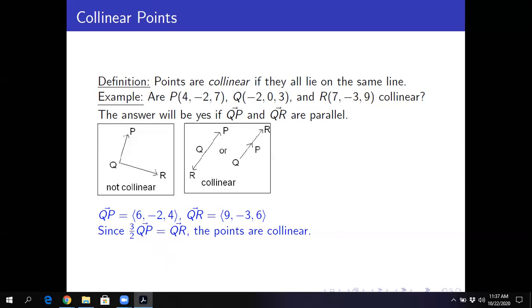So since QP times 3/2 is equal to QR, the points are indeed collinear because these two vectors we formed happen to be parallel to each other. It's that simple. That's how we can tell if 3 points happen to be collinear. Any questions on that?